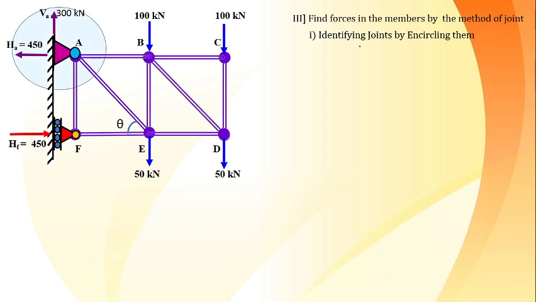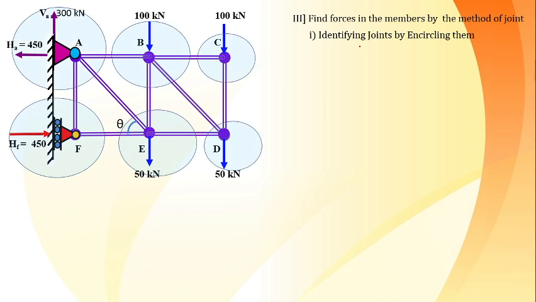So here 1, 2, 3, 4, 5, 6. There are 6 joints to be understood. Is it okay? These are the 6 joints which are to be analyzed further, and whatever is available inside this particular circle will be the free body diagram of that individual joint. So for joint C, 100 is available.